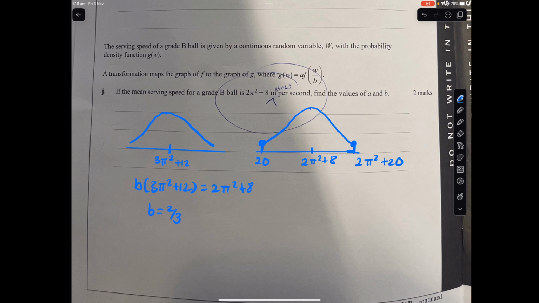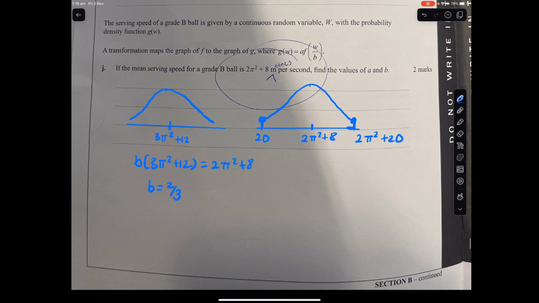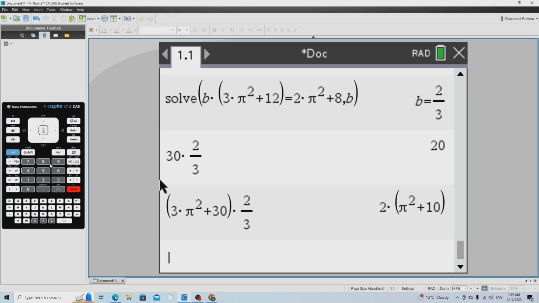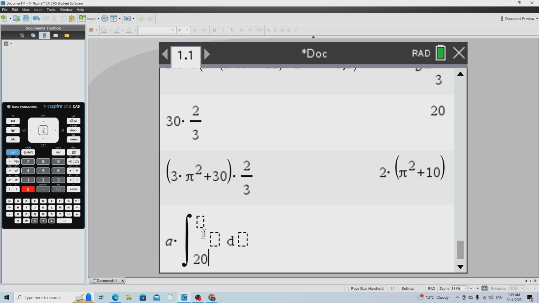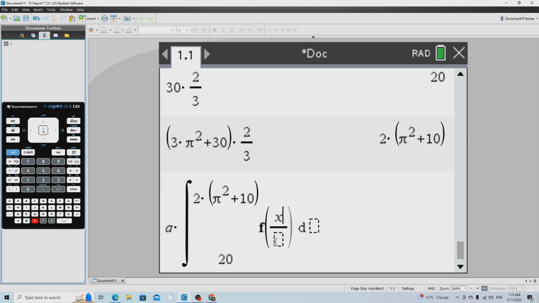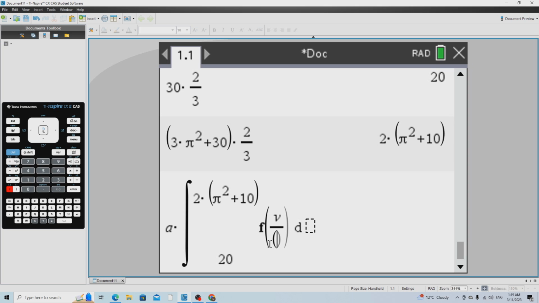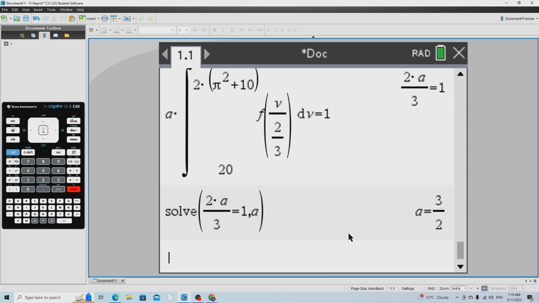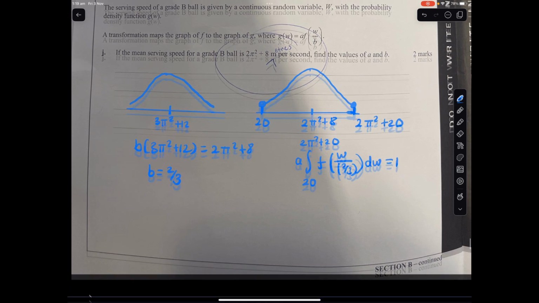Now the area from 20 to 2 pi squared plus 20 should equal 1. So what we can say is the integral of, we can take the a, because what we're going to calculate is a times f of w over b. Well, we know b is 2 on 3. dw, or dv, should equal 1 from 20 to 2 pi squared plus 20. That's what we're going to calculate. So a times this from 20 to this value over here, where f is, we can just write it as f of 3 over 2 times v, should equal 1, solve for a. So a is actually equal to 3 on 2.